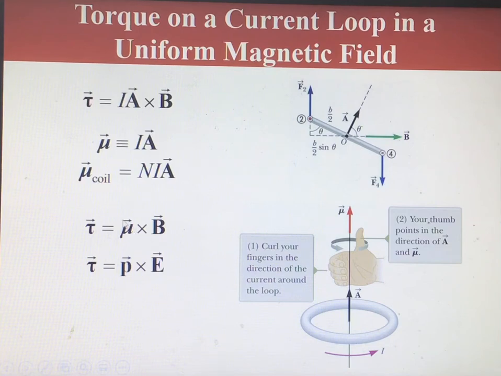Now, when we calculate this magnetic moment, if you look at this picture, there is a way to get the direction. If you just curl your fingers in the direction of the current around the loop, then your thumb is going to point in the direction of the magnetic moment vector. So again, this is a very easy way to calculate the torque. It's just a very simple equation: the cross product of the magnetic moment and the B field.